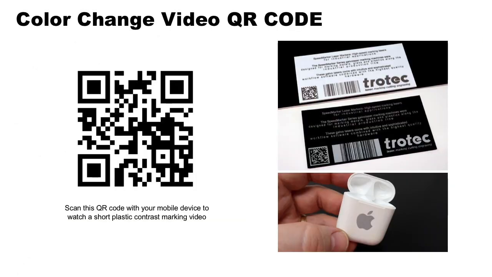If you would like to see a color change in action on both white ABS and black ABS, please scan this QR code with your mobile device to watch a short plastic contrast marking video.